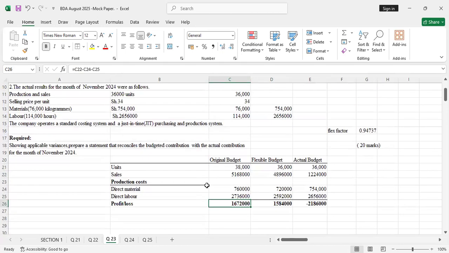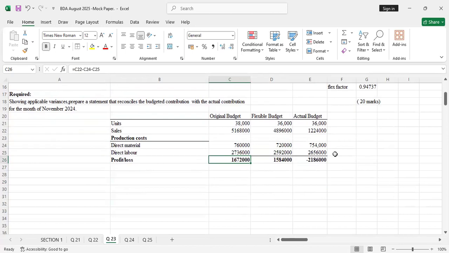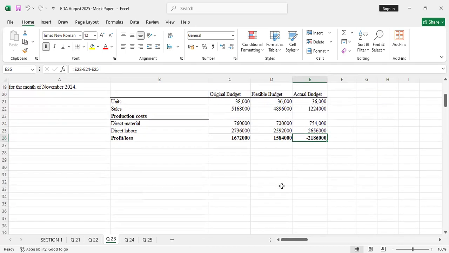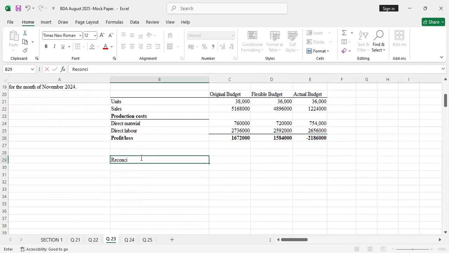That value there. Then we'll have to get back to the actual profit. So we'll start with the budgeted profit, and you get back to this, and the variances. You have to show applicable variances. So we are going to reconcile. You can only do reconciliation when you have done the profit or loss account statement.